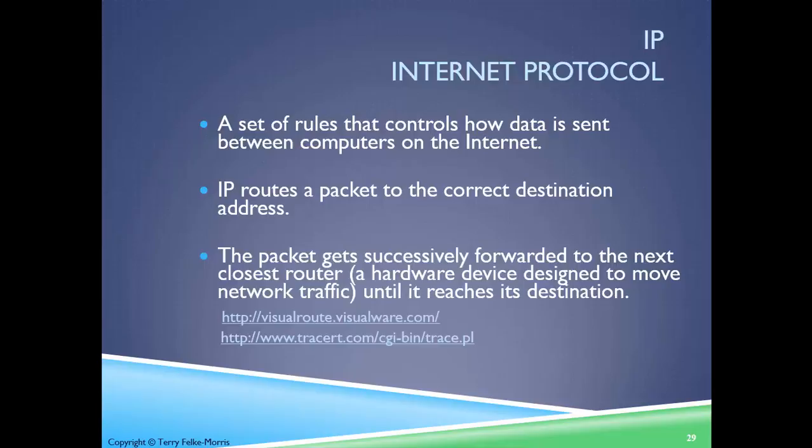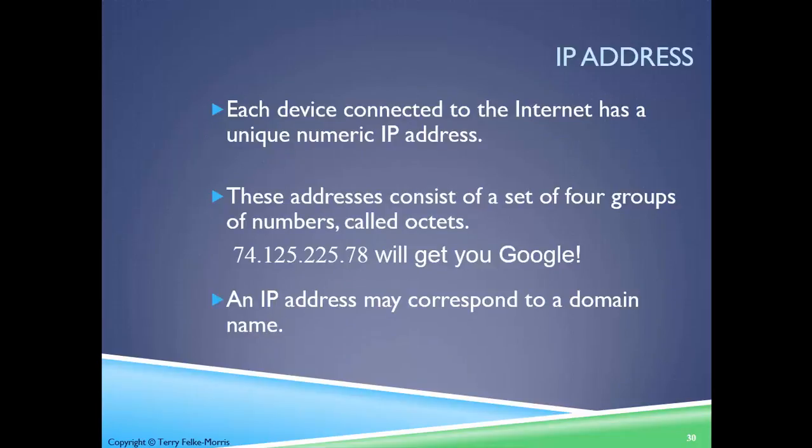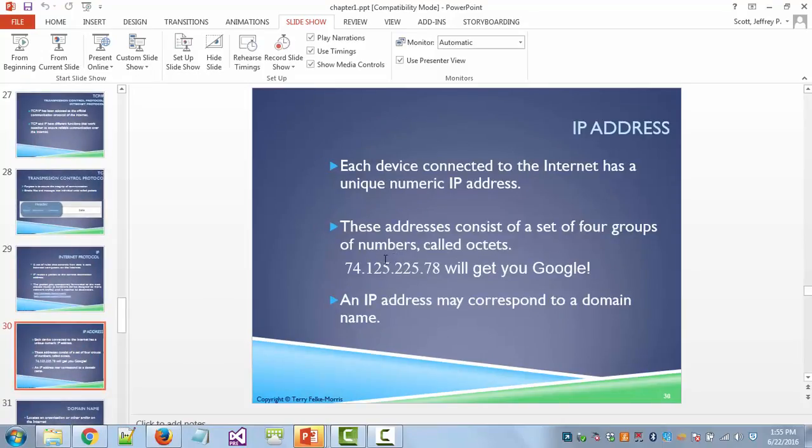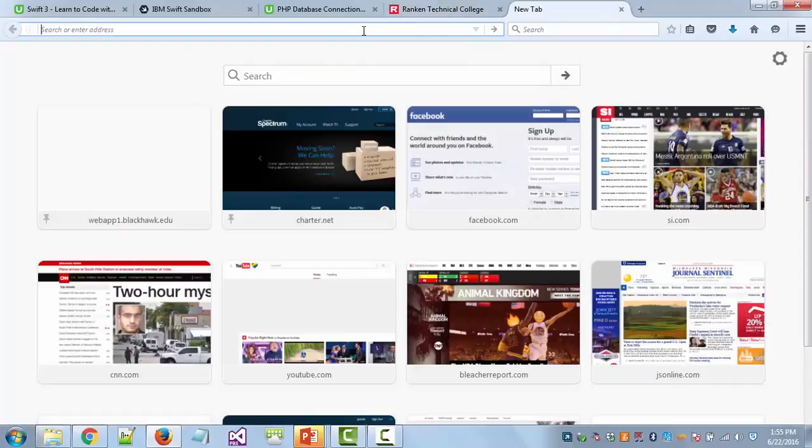The IP part is the Internet Protocol. As it says, it's a set of rules that controls how data is sent between computers. Every single computer that you work with has a unique numeric IP address. All right? And what they're saying here, and I don't know if that's going to work or not, but we're going to try just for the heck of it here. I'm going to grab all that information that you see right there, and I'm going to go over here, and I'm going to paste that in, and I'm going to hit enter.